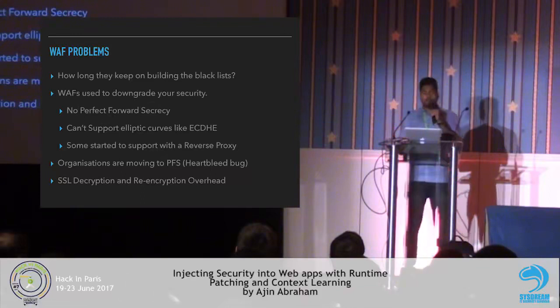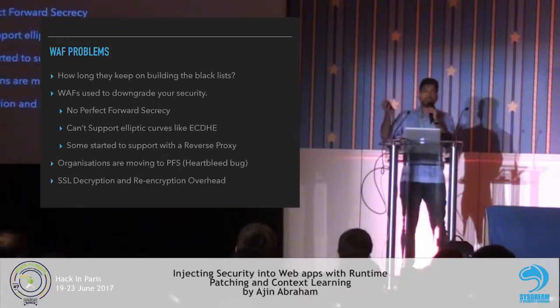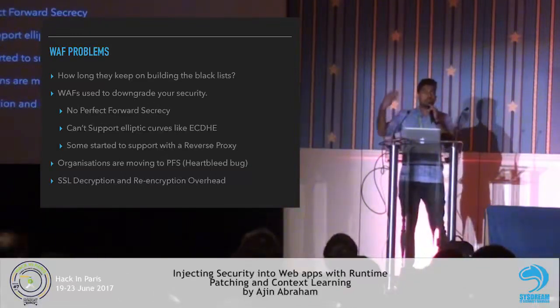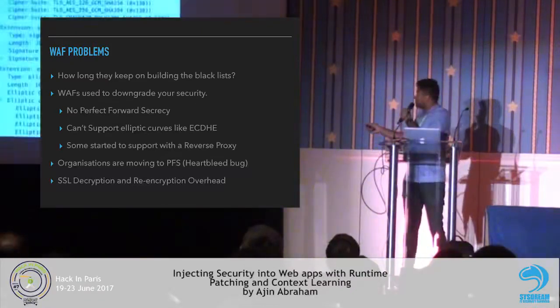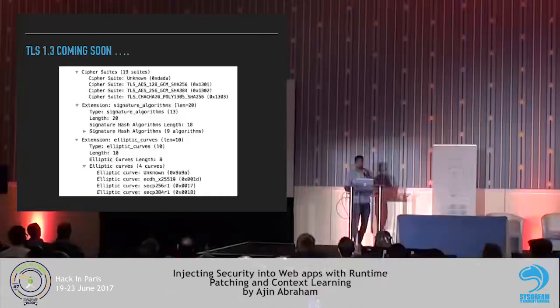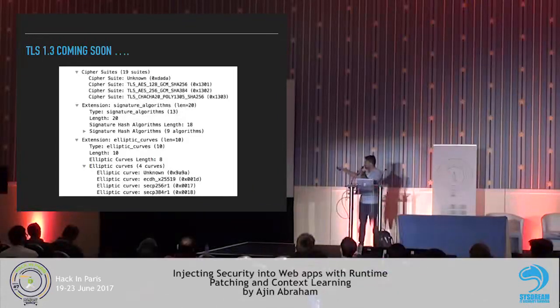And recently, some of them have come up with this concept of a reverse proxy to forward the traffic again, after downgrading the SSL, etc. A couple of things like that. But that has its own performance impact. Again, TLS 1.3 is coming, and if you see the elliptic curve specification, there are a couple of them to support PFS, and it's going to be a hard time for most WAFs.